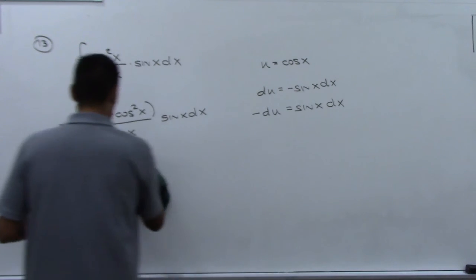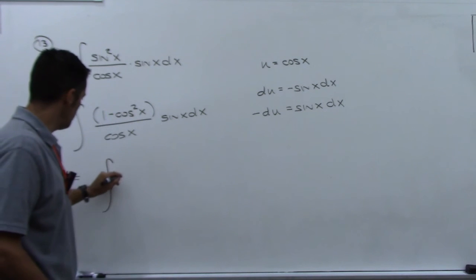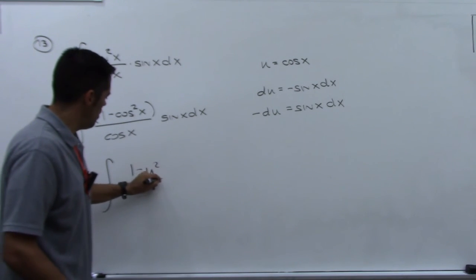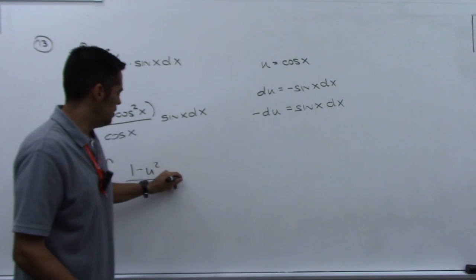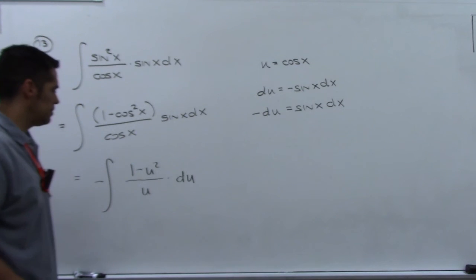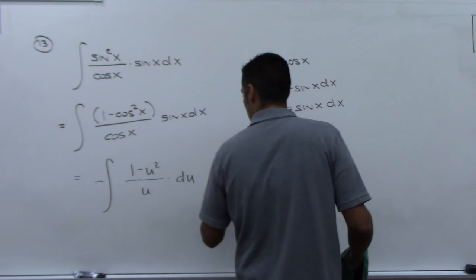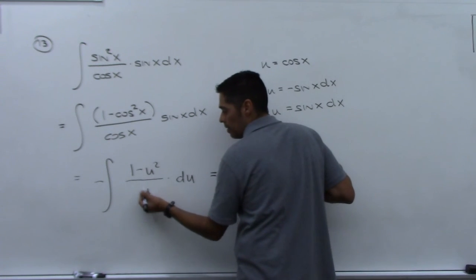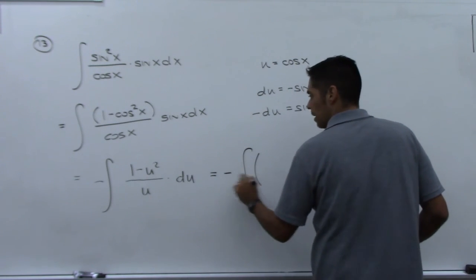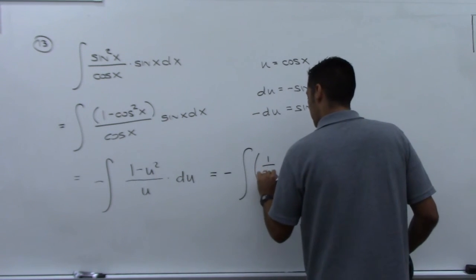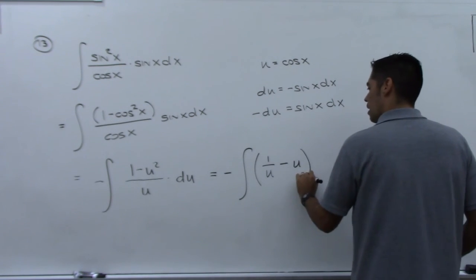So let's rewrite this integral. Integral of 1 minus u squared over cosine of x, which was u. Then sine x dx is negative du. So here's du, here's your minus. Very good. Now, because I have a single term in the denominator and 2 on top, I'm going to just split this into 2 fractions. It'll be 1 over u, and then the other one, minus u squared over u, which is just u, and then du.